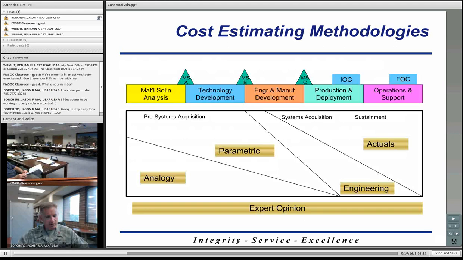So looking at the 5 different methodologies, this is typically where you would see the methodologies used for any given program. This certainly isn't definite, but you would typically see analogy being used earlier in a program, parametric as a program progresses, then engineering, and then actuals at the end, with expert opinion being used throughout the entire program.